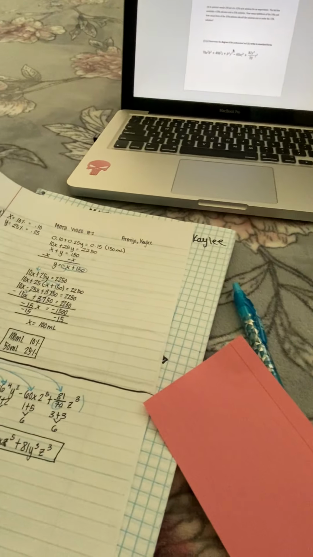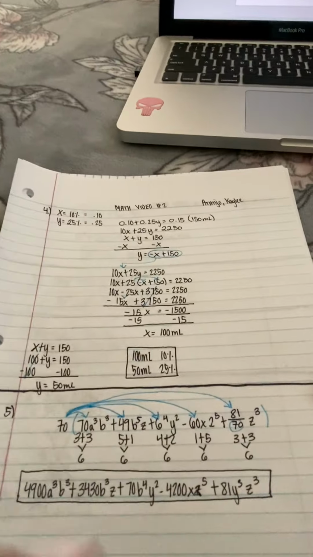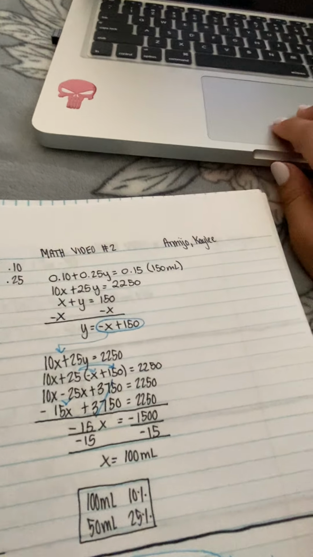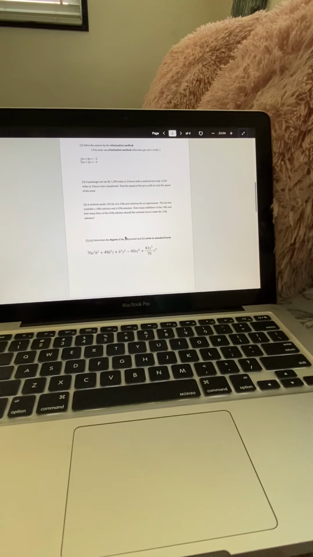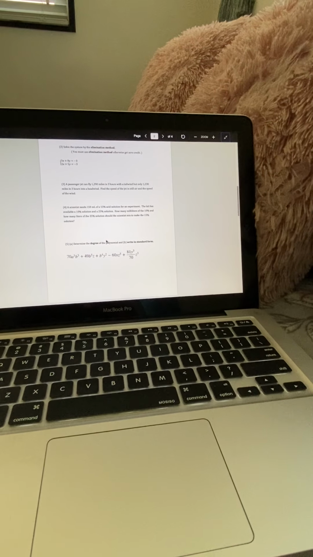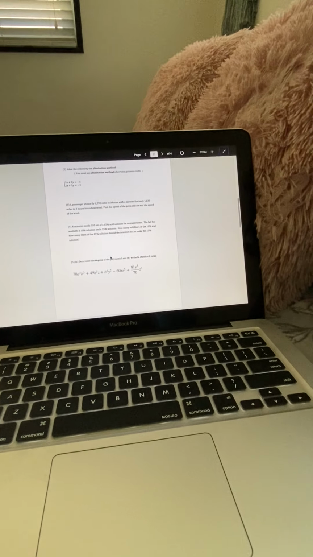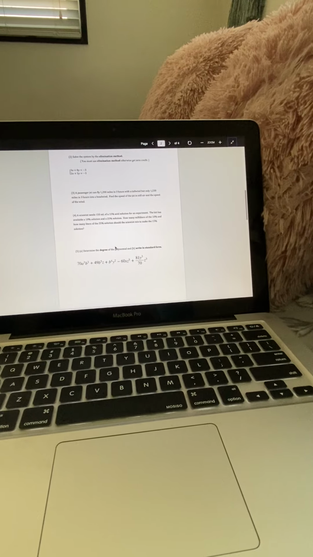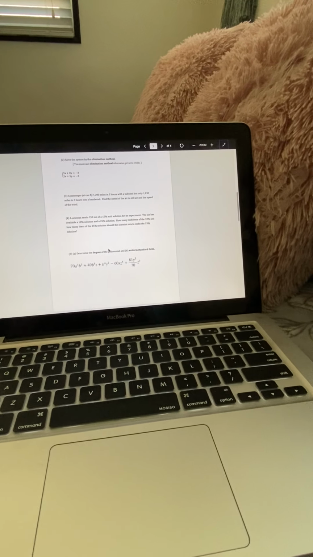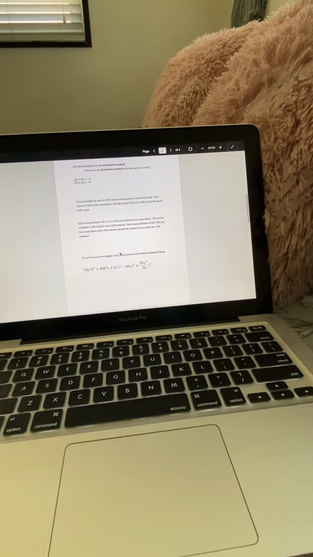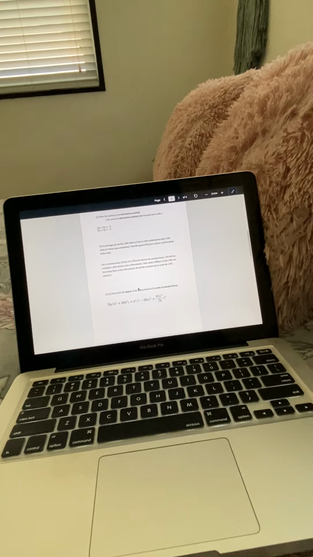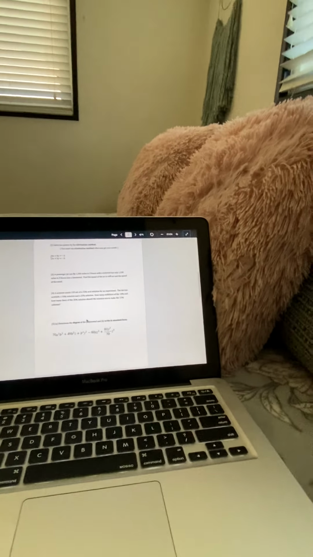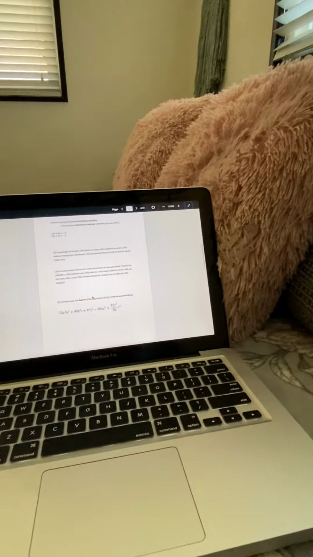Okay, so now we have number 4. Number 4 is also a word problem, and it says a scientist needs 150 ml of a 15% acid solution for an experiment. The lab has available a 10% solution and a 25% solution. How many milliliters of the 10% and how many milliliters of the 25% solution should the scientist mix to make the 15% solution?